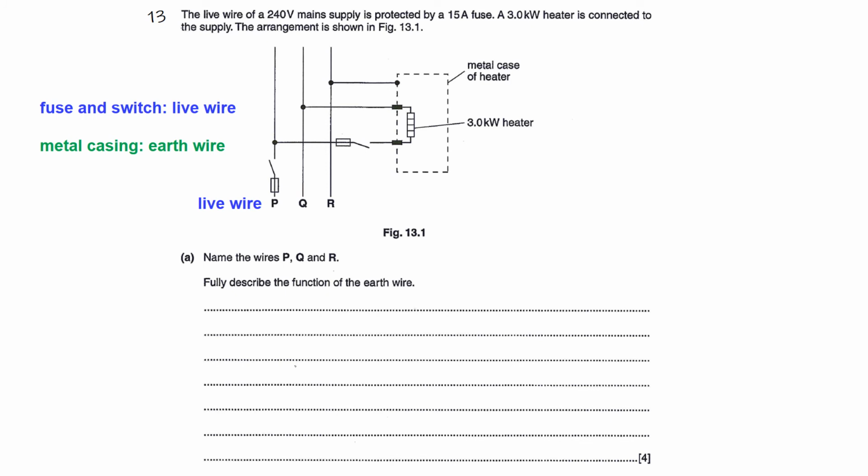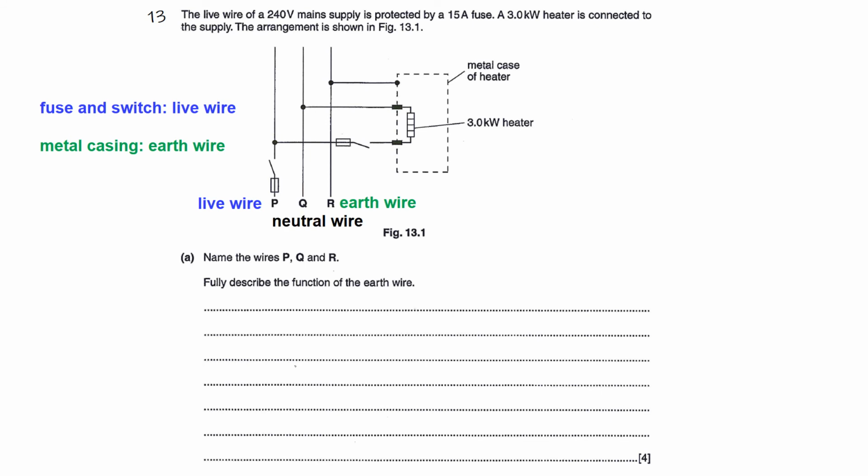The earth wire must be connected to the metal casing. The metal casing is in dotted lines on the right side. And we can see that wire R is the wire connected to this metal casing. Therefore, R must be the earth wire. This leaves Q to be the neutral wire.